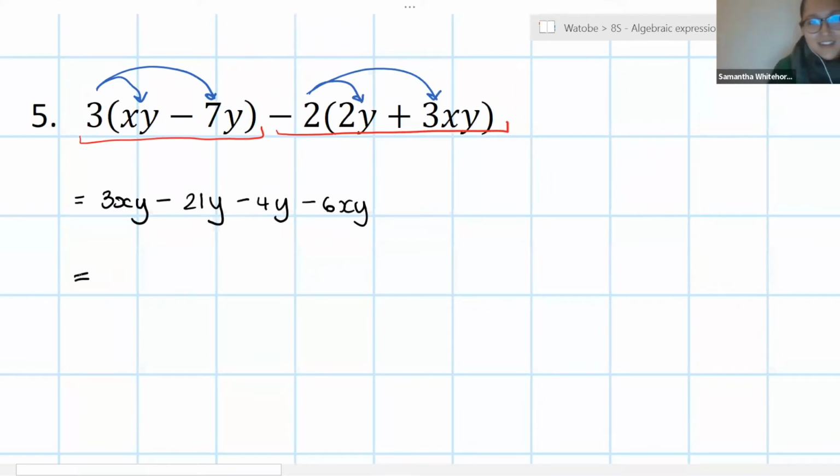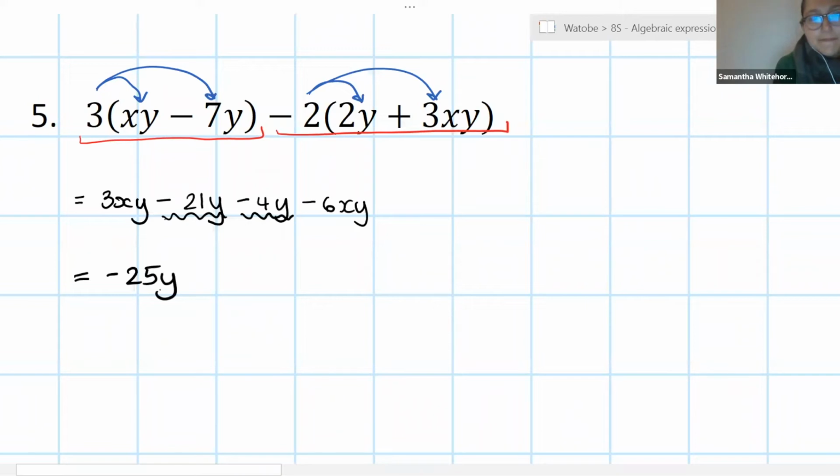Then you say equals, you find the like terms, which are 21 and 4. You will subtract 21 and 4 because they are like terms. And 21 minus 4 equals 17. Okay, so just be careful. It's -21y minus 4y. So they're both negative. Oh, so I add, which is 25y. Okay, so -25y. Good.